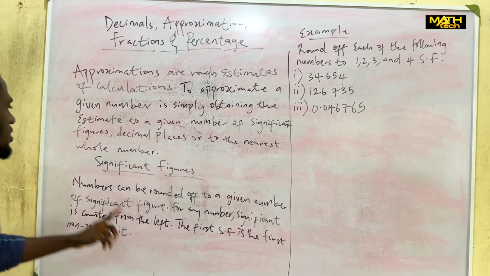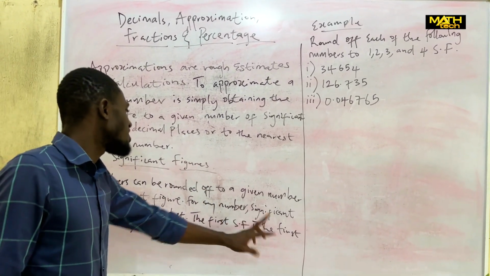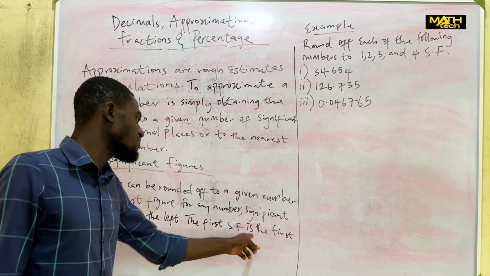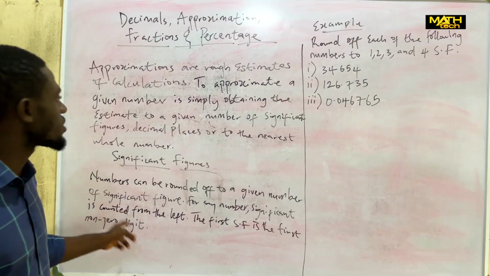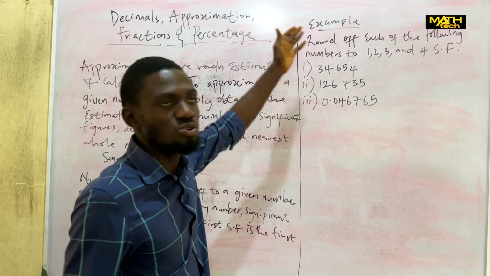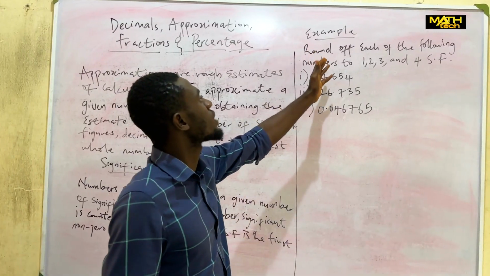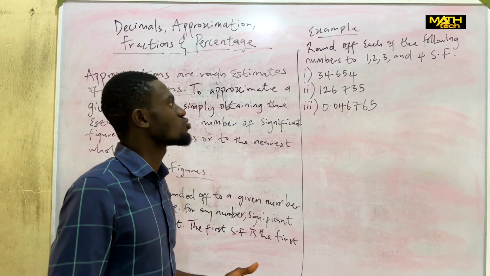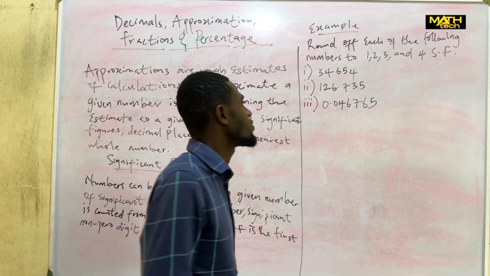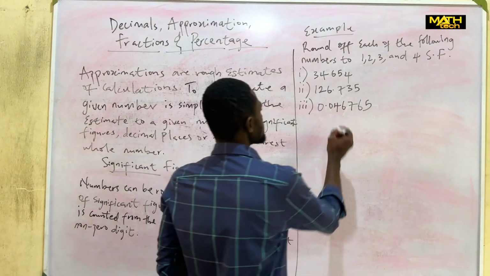But note that for any number, significant figures are counted from what? The left. The first significant figure is the first non-zero digit. And now I'm giving an example here that we can use to learn. Say, write off each of the following numbers to 1, 2, 3, and 4 significant figures. So let me do that immediately.